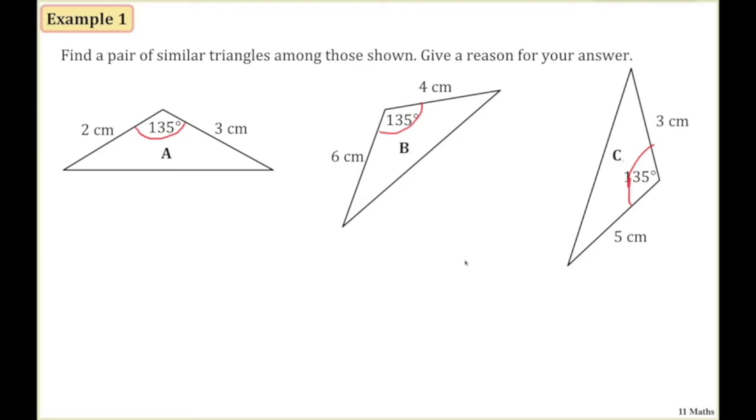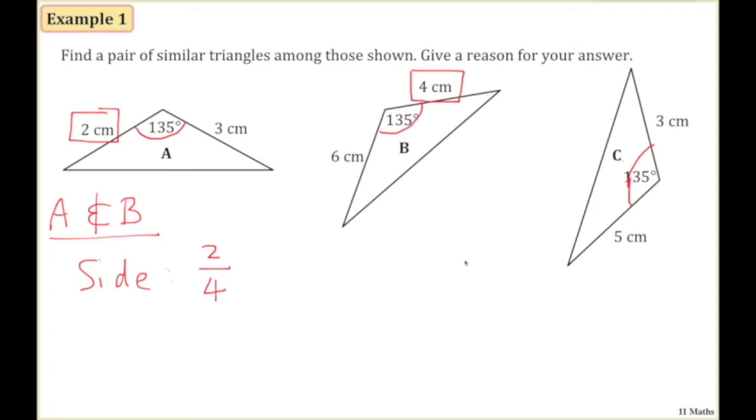Let's look at the shortest known side on each triangle. Let's look at triangle A. The shortest side is 2 centimeters, and we'll compare it to triangle B. So we're going to do a comparison between A and B first. In triangle B, the shortest side is 4 centimeters. So when we're comparing A to B, if I looked at the 2 centimeter side, it would correspond or match up with the 4 centimeter side on triangle B, and that's going to cancel to a half.